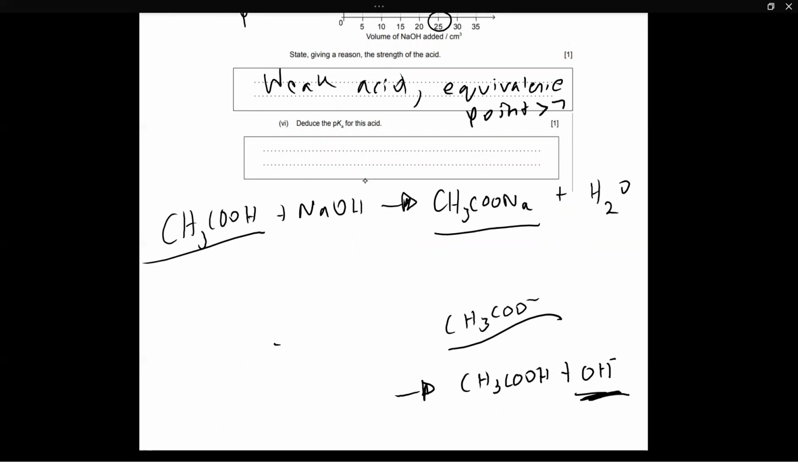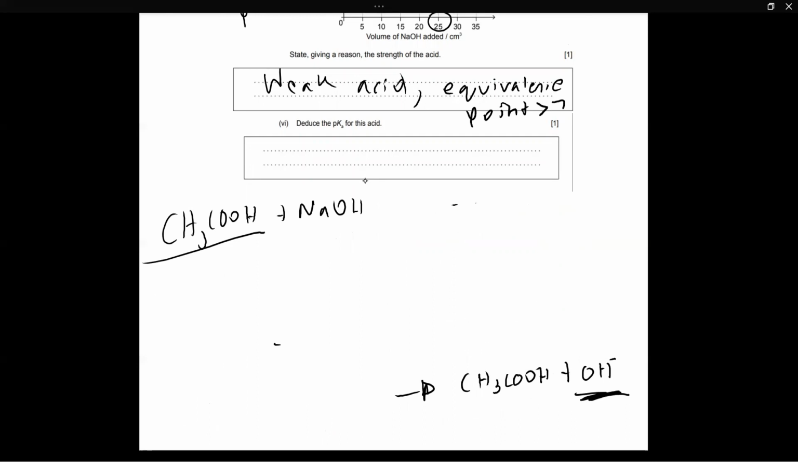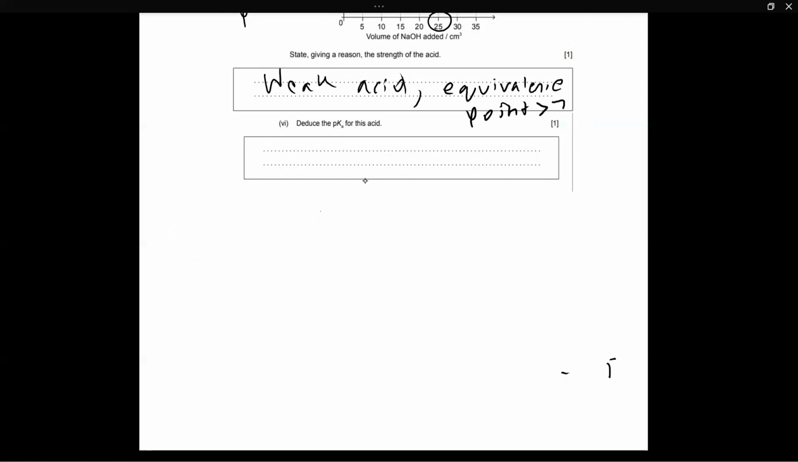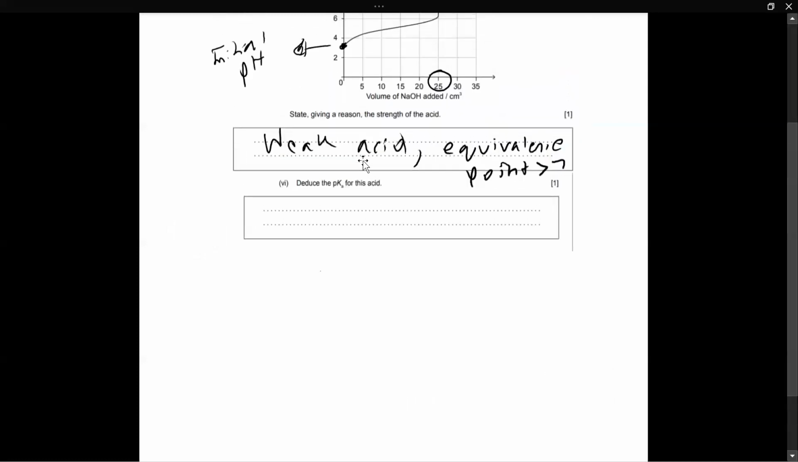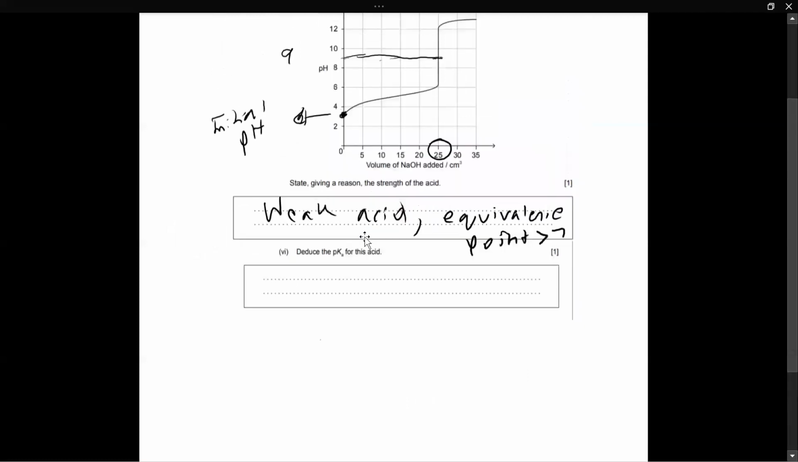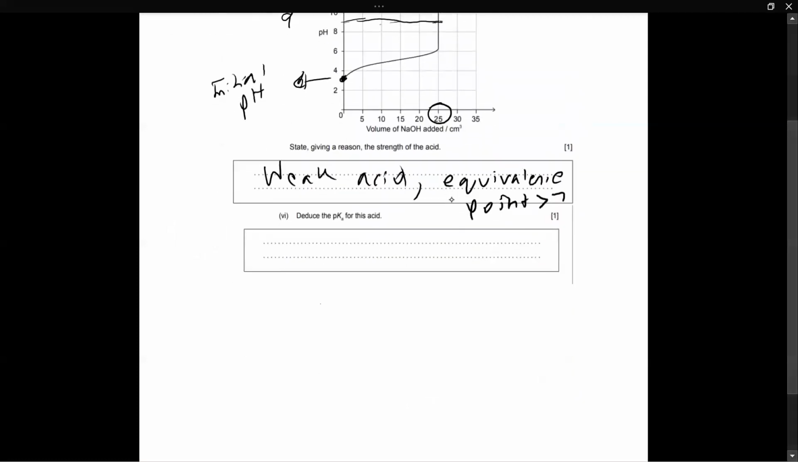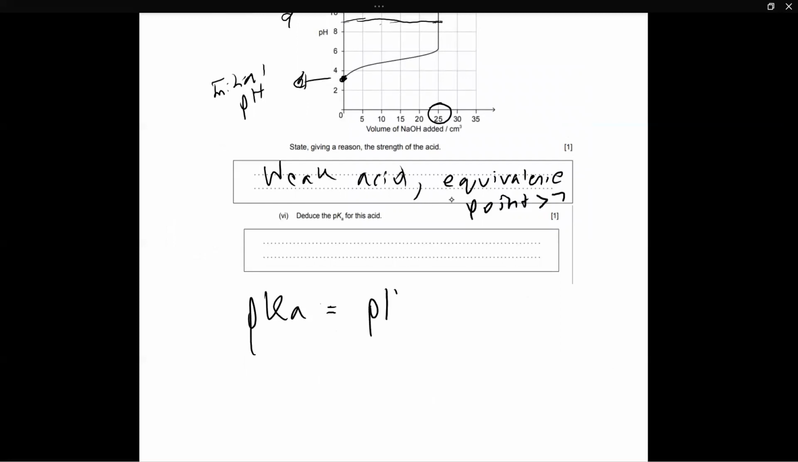Now, let's move on to the next part of the question. This part, I've seen it come up in, oh my God, so many papers, and it's actually very, very easy. Deduce the pKa of this acid. You only need to know one fact in order to tackle this question. The pKa is equal to the pH. In such graphs, the pKa is equal to the pH at half the equivalence point.